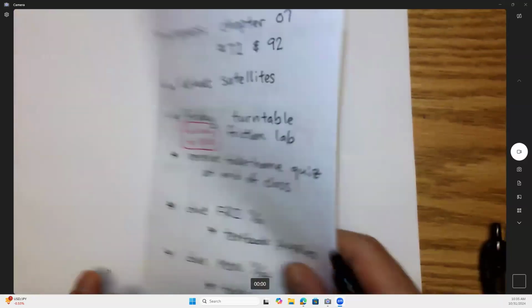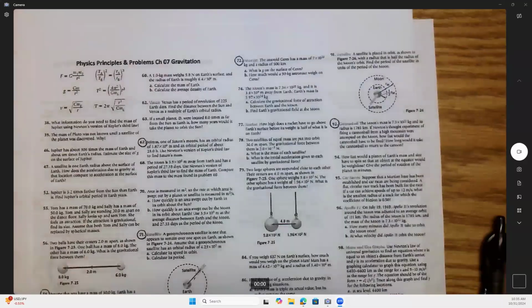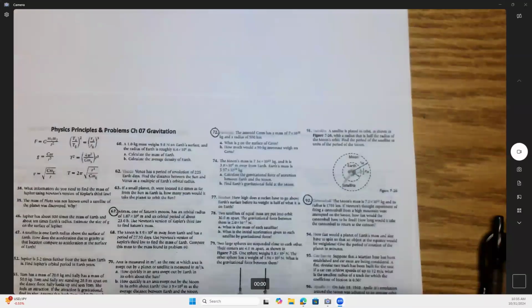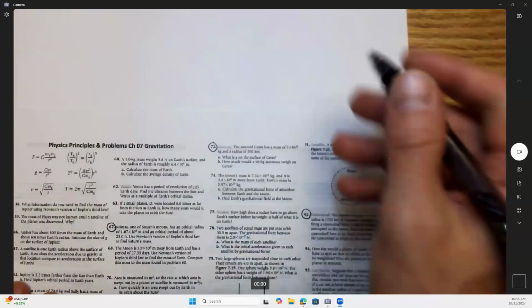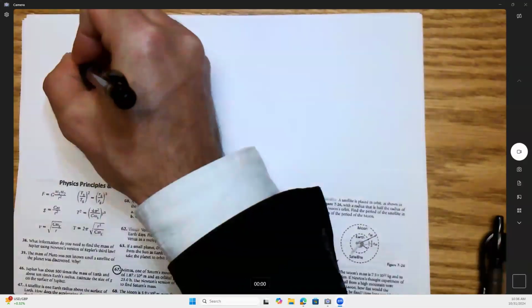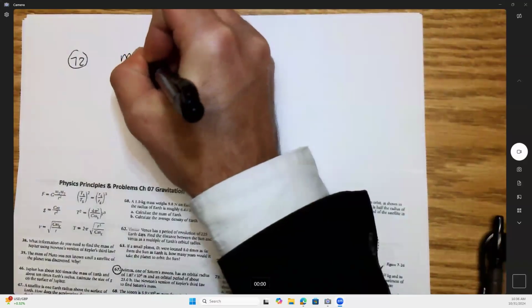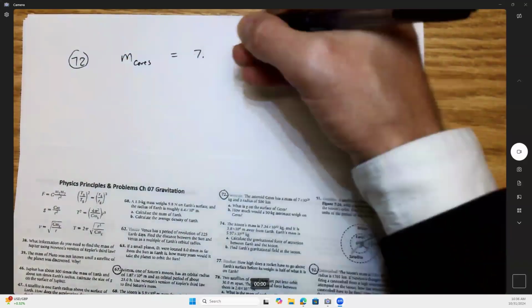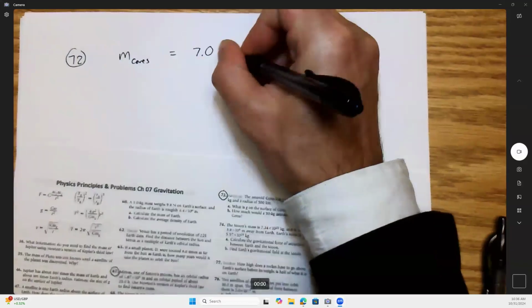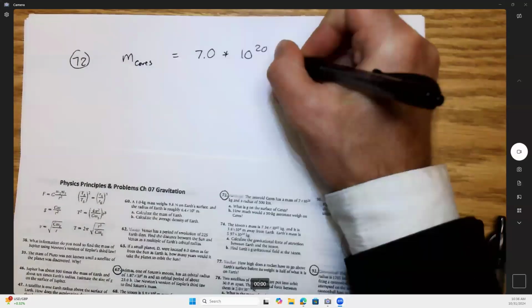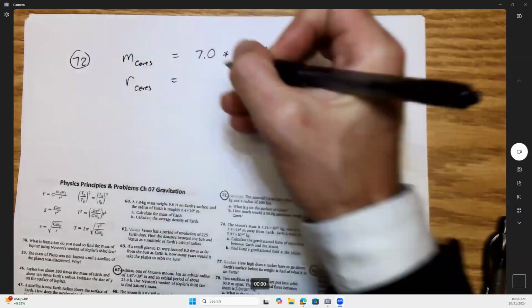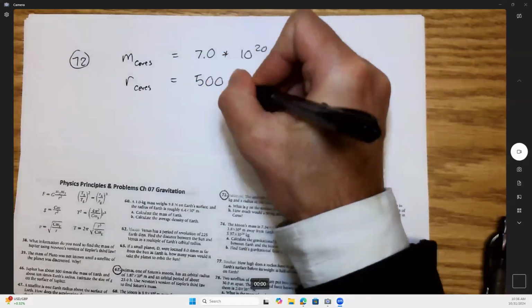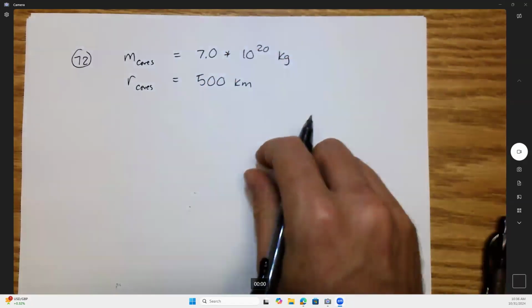All right. With all that, let's take a look at chapter 7 questions. We did these 3 yesterday. We're on number 72, asteroid. The asteroid Ceres has a mass of 7.0 times 10 to the 20 kilograms. Let's write this down. Number 72: mass of Ceres is 7.0 times 10 to the 20 kilograms, and a radius of 500 kilometers.